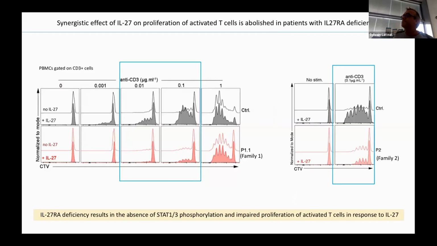We also analyzed the capacity of IL-27 to trigger T cell proliferation, as it was reported in previous studies that IL-27 was important for the expansion of activated T cells. In our hands, we found that IL-27 alone has no effect on proliferation, as you can see here, but it has a strong synergistic effect when you stimulate T cells with low doses of anti-CD3 antibodies, as you can see here. This is the gray histogram. And as expected, in patients you lose this synergistic effect, shown in red.